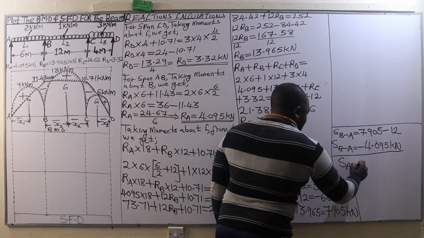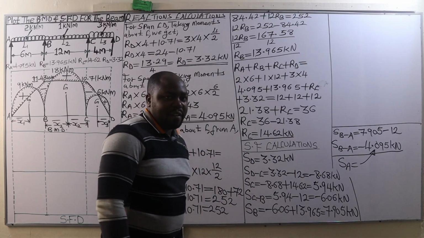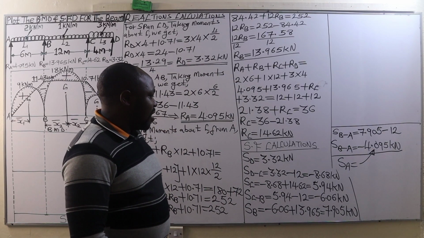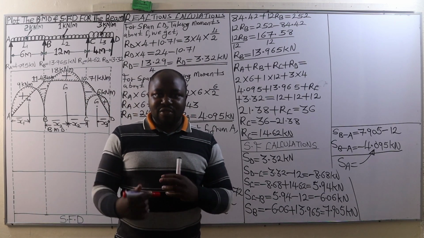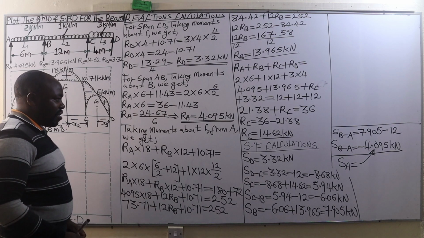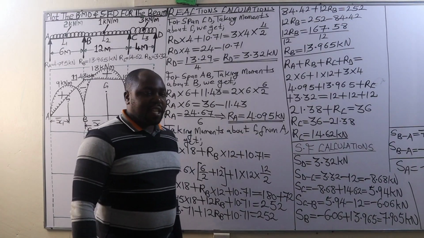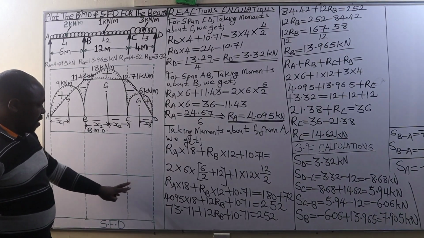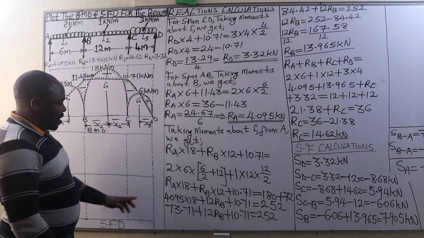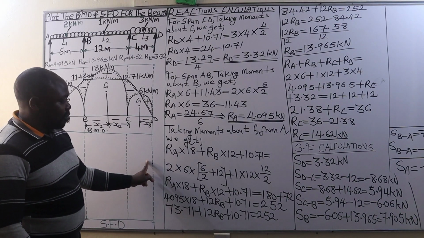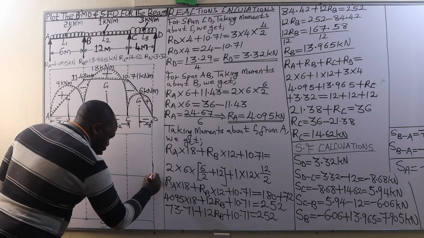Finally, the shear force at A is also going to be equal to 4.095. After getting all the values of the shear forces, we are going to use those shear force calculations to plot the shear force diagram. Good. Plotting the shear force diagram, we are going to begin with this end. So we have the shear force at D. The shear force at D is 3.32 kilonewtons, approximately that point. So we are going to drop it there.